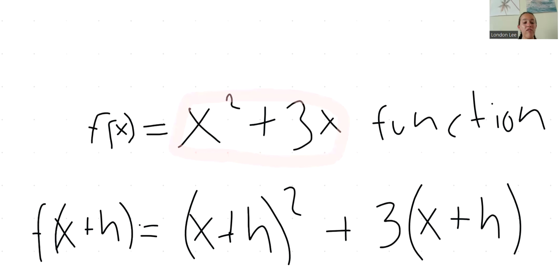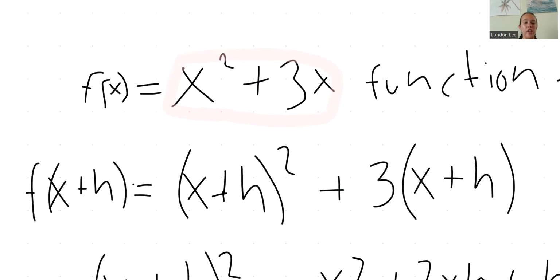We're going to plug in x plus h into the x's. So instead of f of x equals x squared plus 3x, it's going to be f of x plus h equals (x plus h) squared plus 3(x plus h).